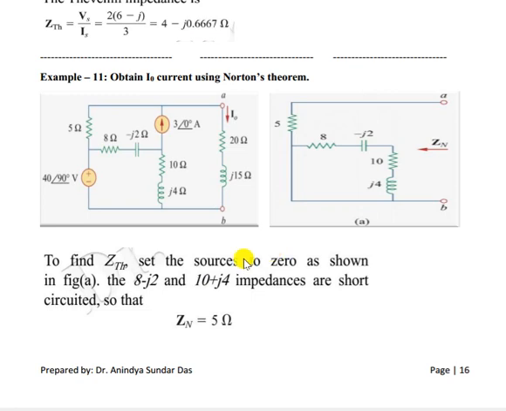Now say another problem using Norton's theorem. We have to find out this I0 value. Norton's theorem means we first have to find the Zn, or Norton's impedance. That means this is now the load resistance, so this is removed. And this is open circuited, and this becomes short circuited. The voltage source should become short circuited.